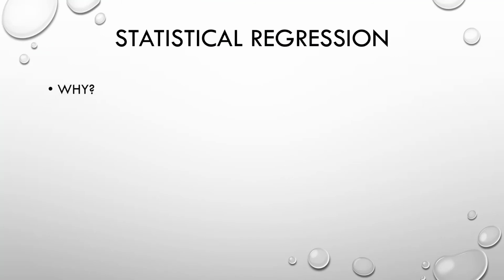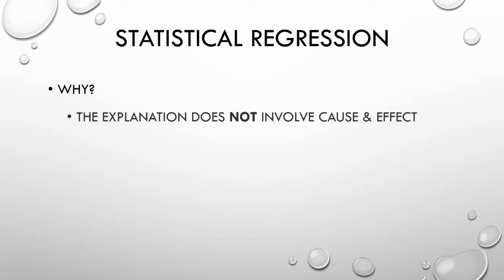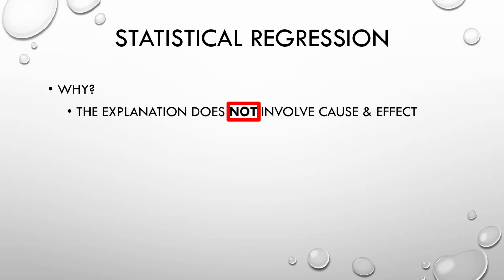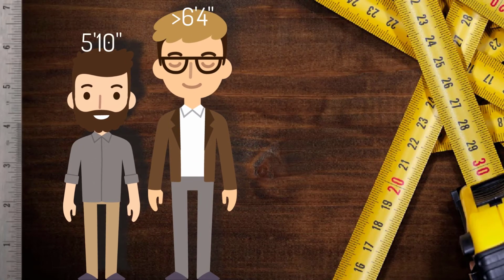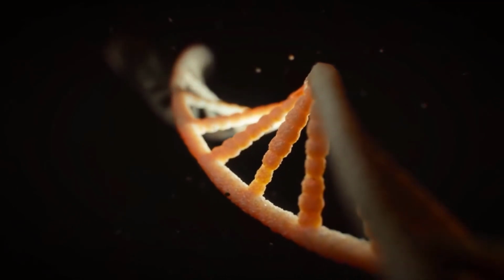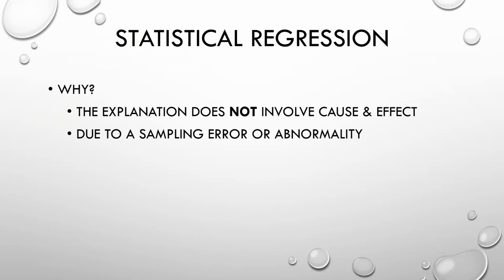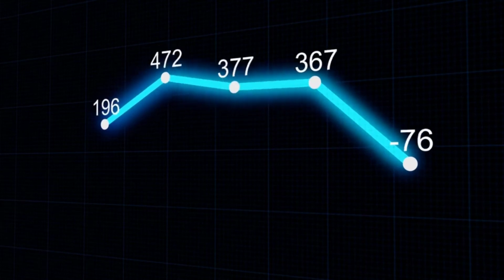Now, why is this? Well, the explanation does not involve cause and effect, as fathers of unusually tall children are also apt to be shorter than their kids. Obviously, this cannot be explained by cause and effect, since children don't have any influence on their parents' genetics. Regression to the mean usually occurs because of a sampling error or an abnormality, often the result of too small a sample or a biased sample. We already know the importance of randomization. If we don't use random selection, our results might trend abnormally high or low.